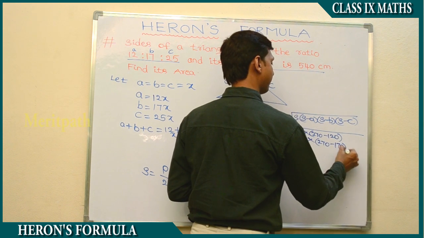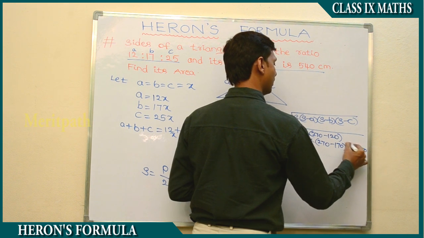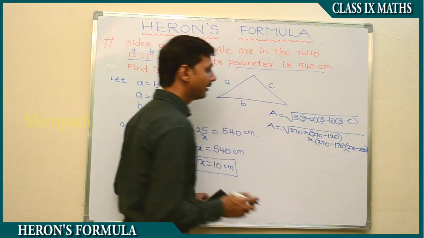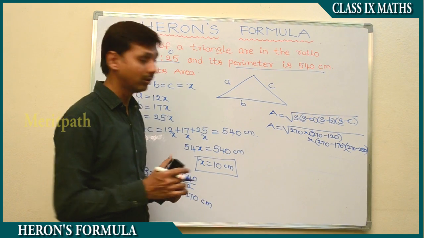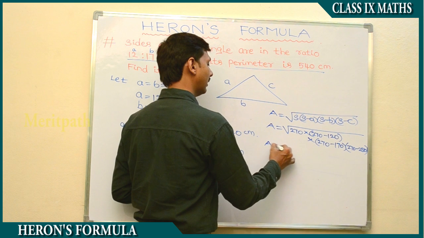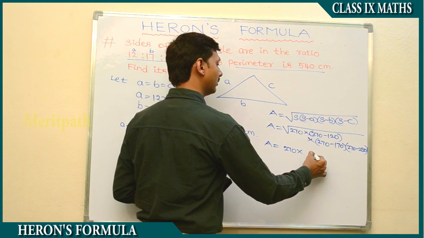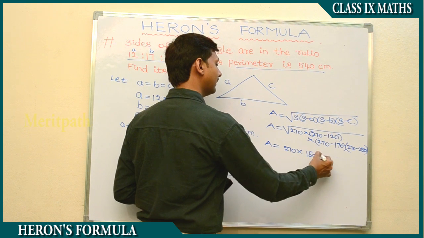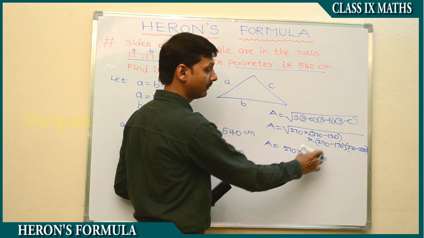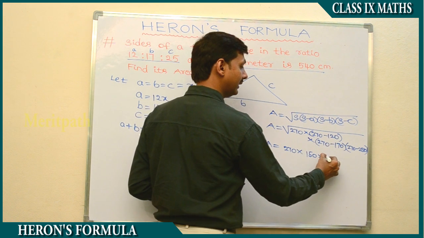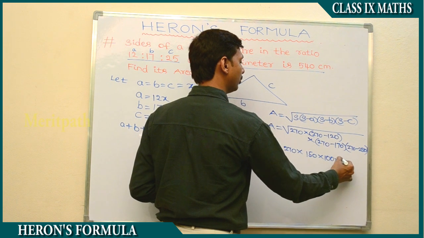Let's subtract these values inside the square root. So the area is the square root of 270 into 150 into 100 into 20, because 270 minus 120 is 150, 270 minus 170 is 100, and 270 minus 250 is 20.